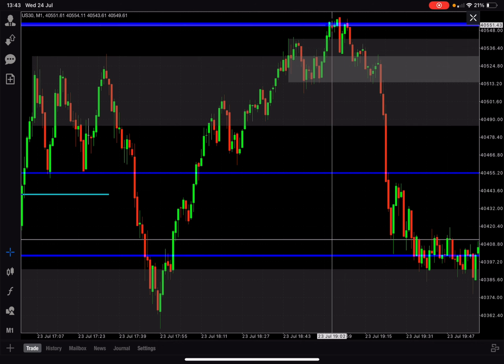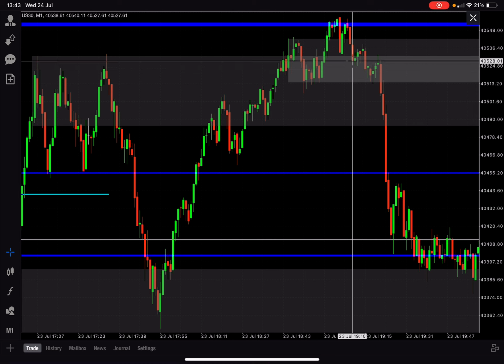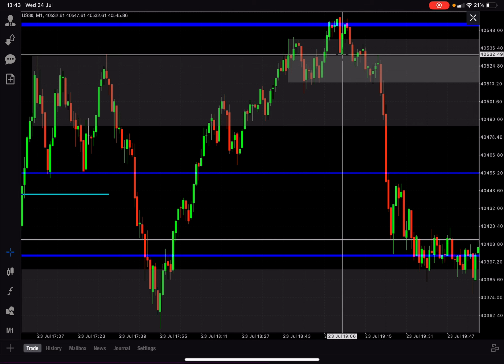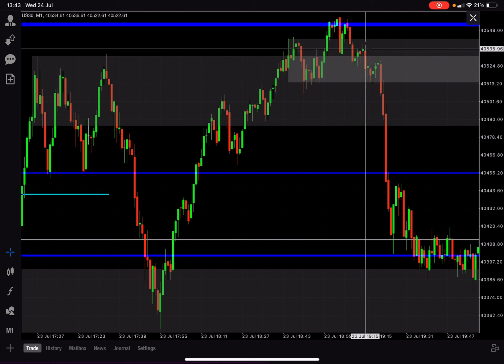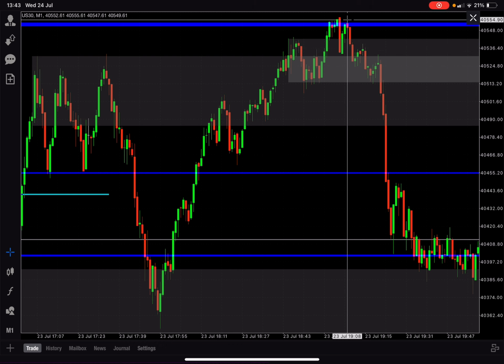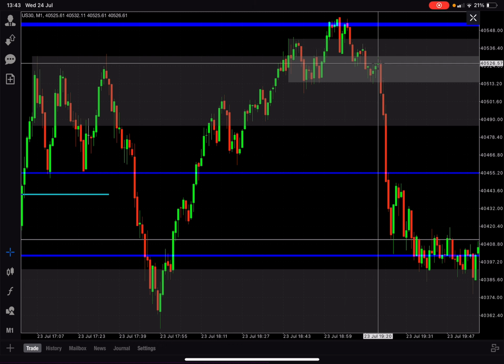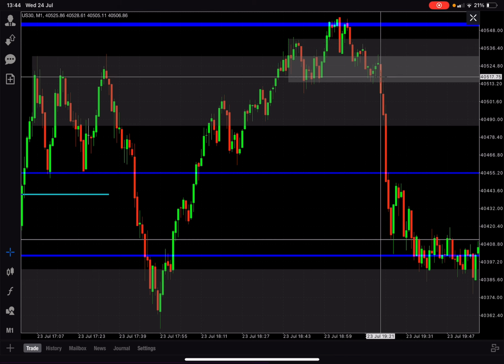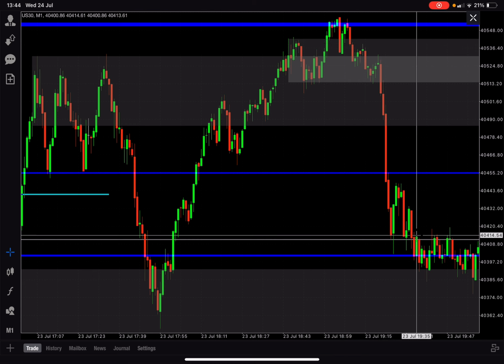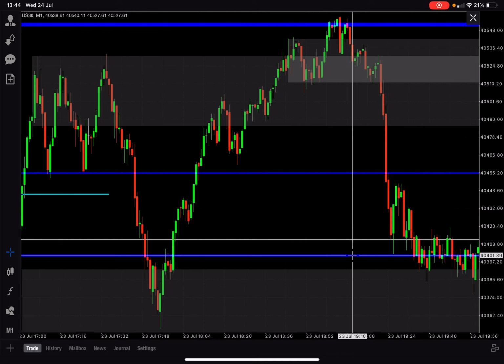Then it gets retested, and then another impulse move down. So by this time, you're looking to sell. Price clears this low, so you could have got into the sell here, stop loss up here. You could have got in here, stop loss here. Then you got the impulse move down, and you have taken partial profits as it hits these key levels down here.